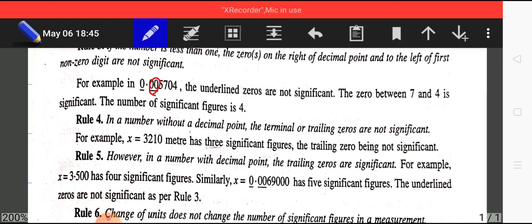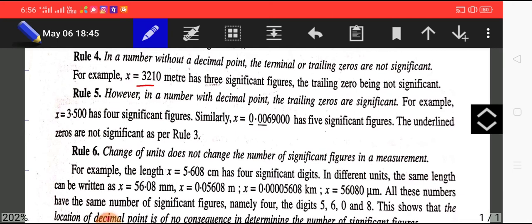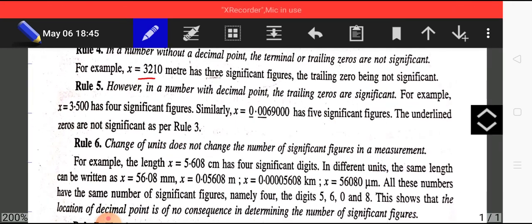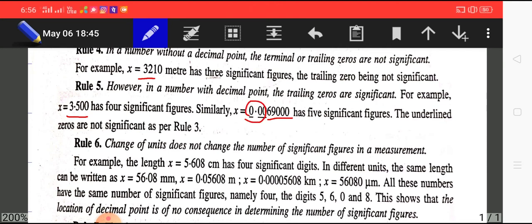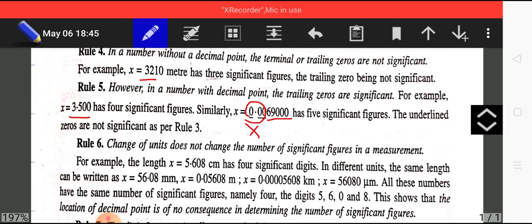Rule 4: in a number without a decimal point, the terminal or trailing zeros are not significant. So in 3210, only 321 is significant. However, in a number with a decimal point, trailing zeros are significant. For example, 3.500 has 4 significant figures, while 0.0069000 has 5 significant figures. These are the 5 significant figures which I underlined in red, and these 3 zeros are not significant.